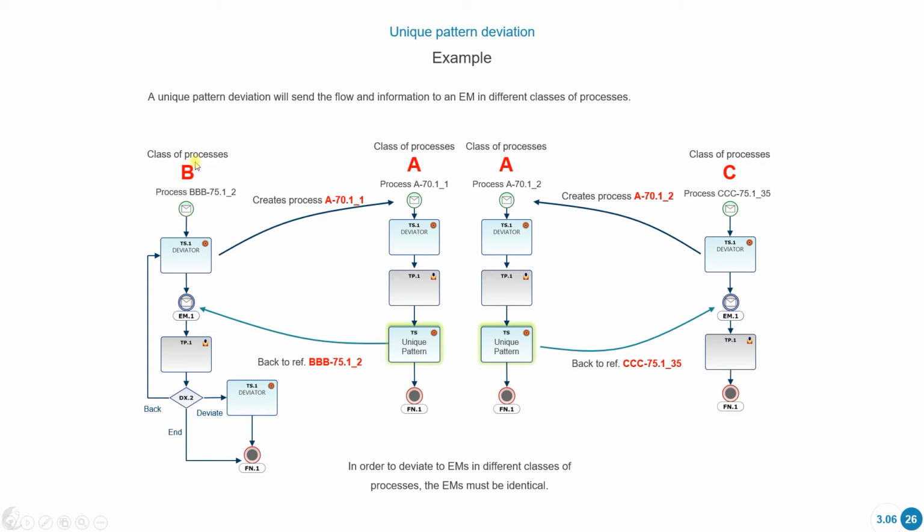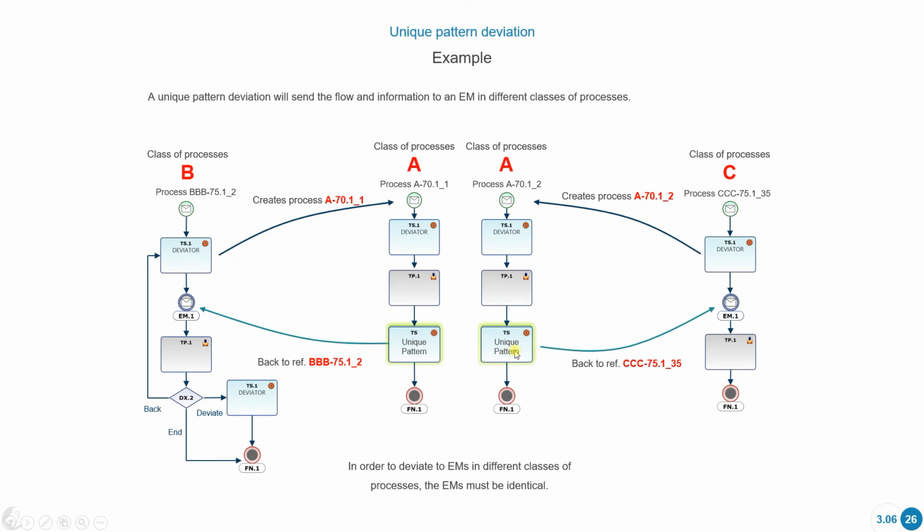So let's say I trigger class of process B. I work with information in class of process A. In this instance, I finish. I want the flow to be sent back. And the same thing happens with class of process C. But then let's imagine I also have class of process D, E, F, and so on. Okay, so we need this deviator in class of process A.